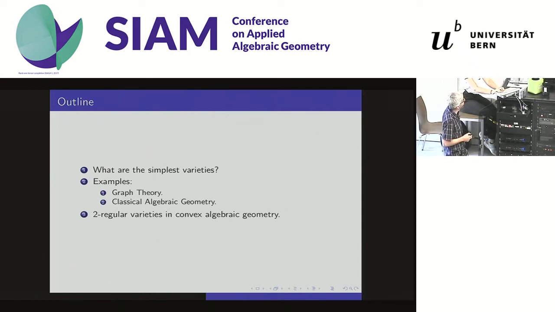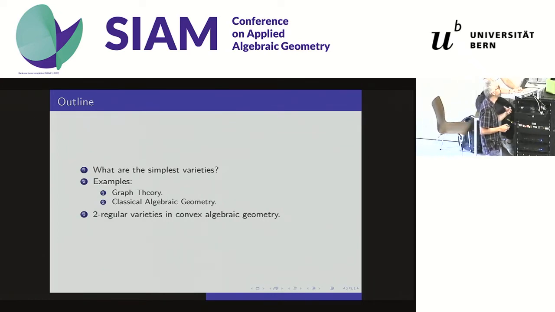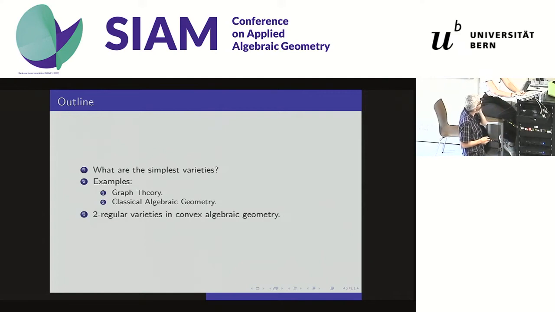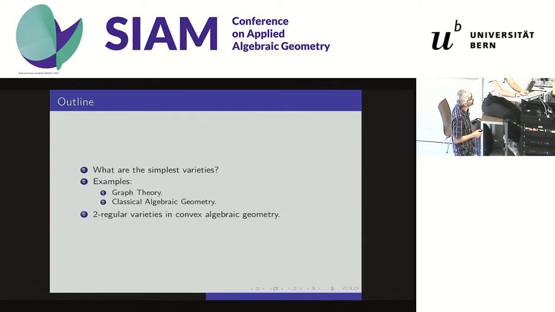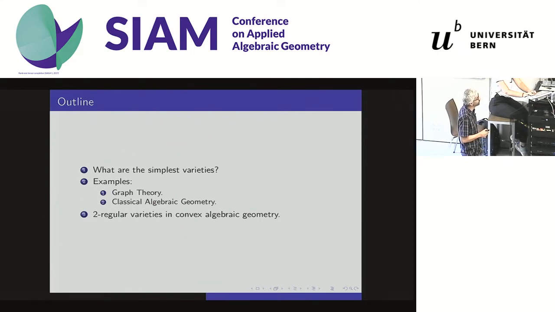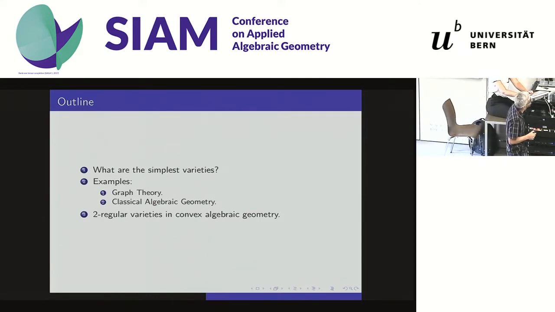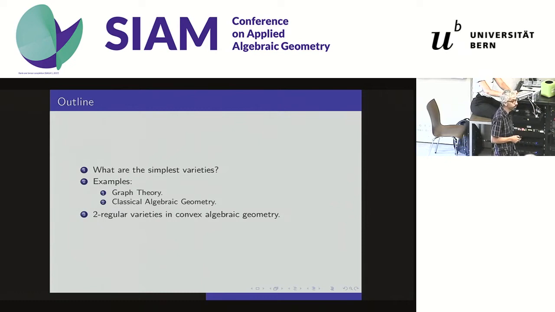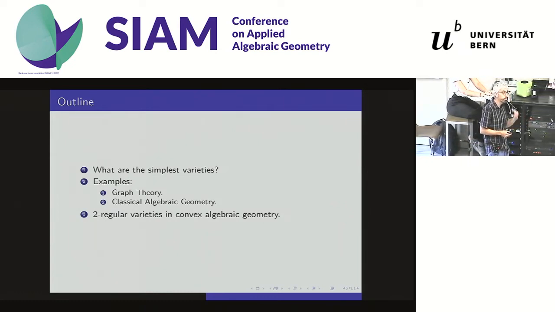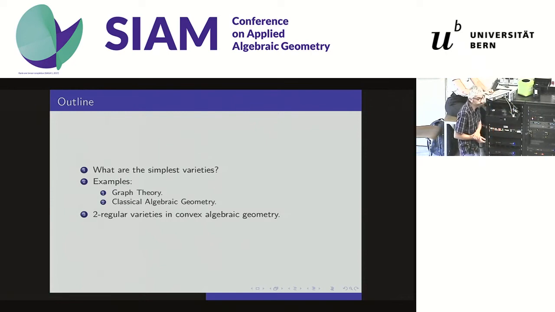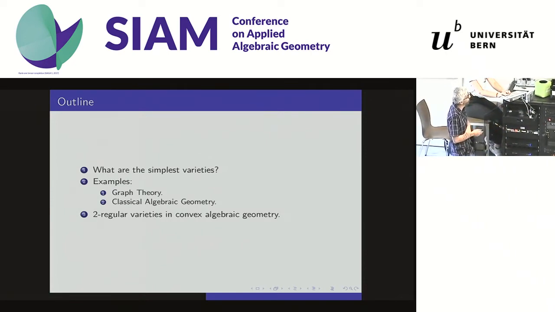They turn out to appear prominently in graph theory and in classical algebraic geometry, so I will describe those in detail. And finally, in the last part of the talk, I will explain some joint results with Greg Bleckerman, Rainer Sinn, and also Greg Smith, in which we have done several things on two regular varieties, and we have discovered that they play a prominent role in this sort of new area of mathematics called convex algebraic geometry, which is the interaction between real algebraic geometry and convex geometry. So I will explain a little bit about what this is about, and then talk about two regular varieties there.